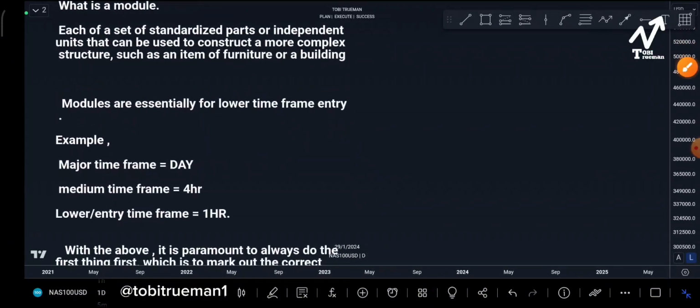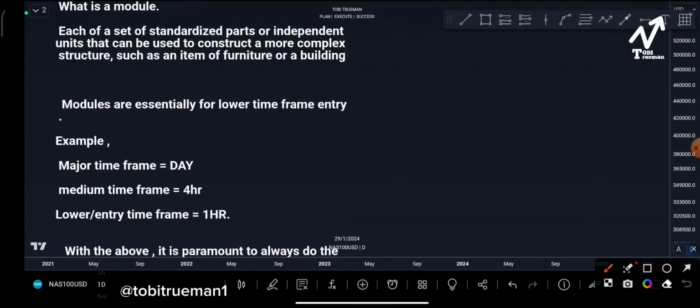Now, essentially, it is made for lower time frame entry. That is what you can use modules for. Lower time frame entry. What I mean is this: first thing first, there are three major things you need to take note of in your trading. There are three, but two are the most important.